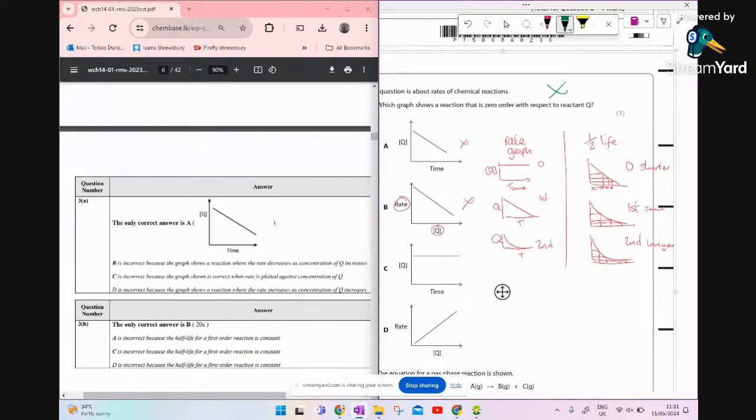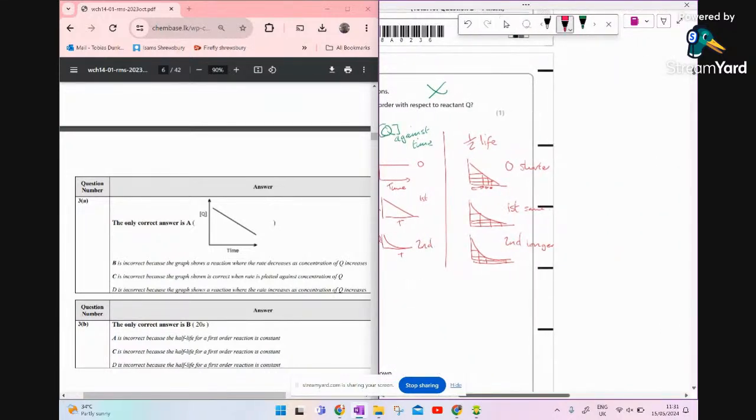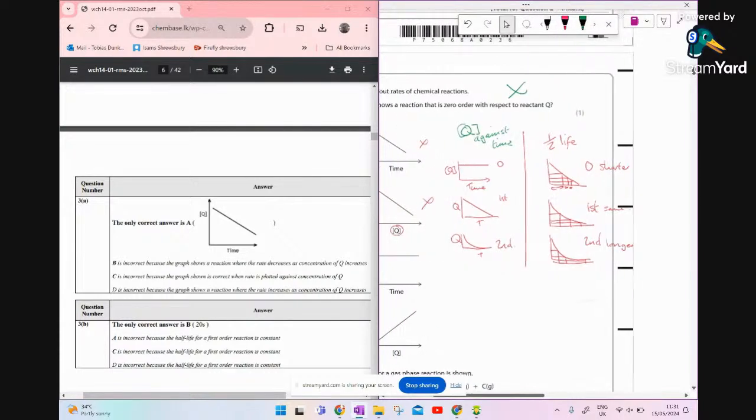Okay, I've made a mistake because I've done the wrong thing. This is time versus concentration. This isn't what they want by way of a rate graph. Just to explain, this is Q against time, Q's concentration against time. I'm so sorry, folks. But what you'll notice is the word rate isn't there. An actual rate graph, I've gone and made the mistake.